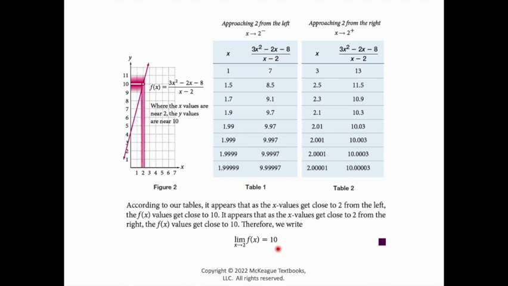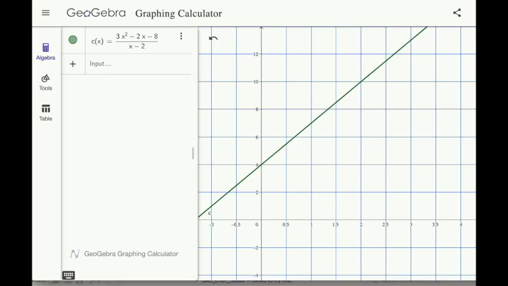Now I want to show you how you can actually make these tables and see the graph on GeoGebra. To create a table of values on GeoGebra, you want to open the GeoGebra graphing calculator. You can either do this from within XYZ, or if you want to look at it on a bigger screen, you can go to the actual online app at geogebra.org and open up the graphing calculator. The first thing you want to do is define the function.